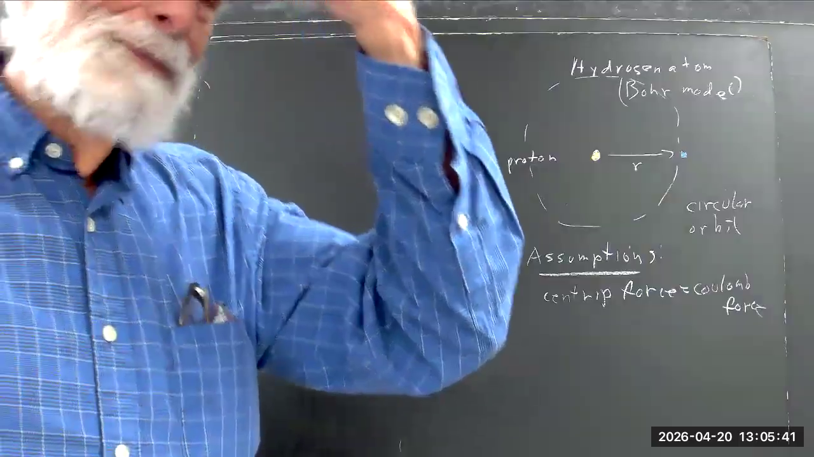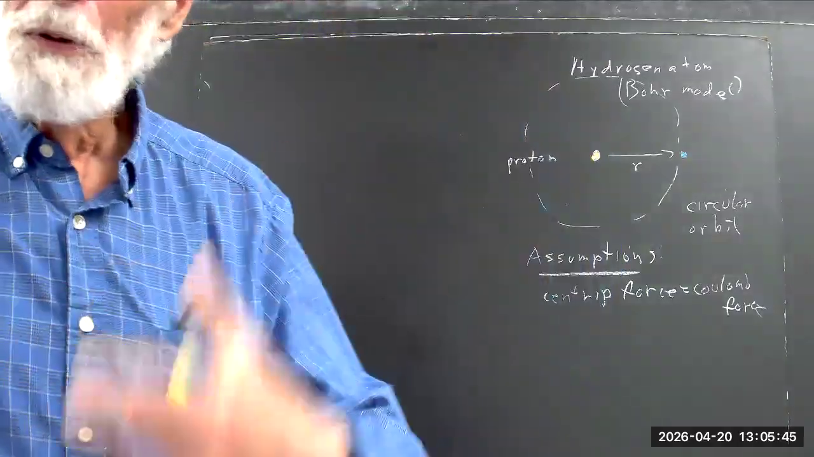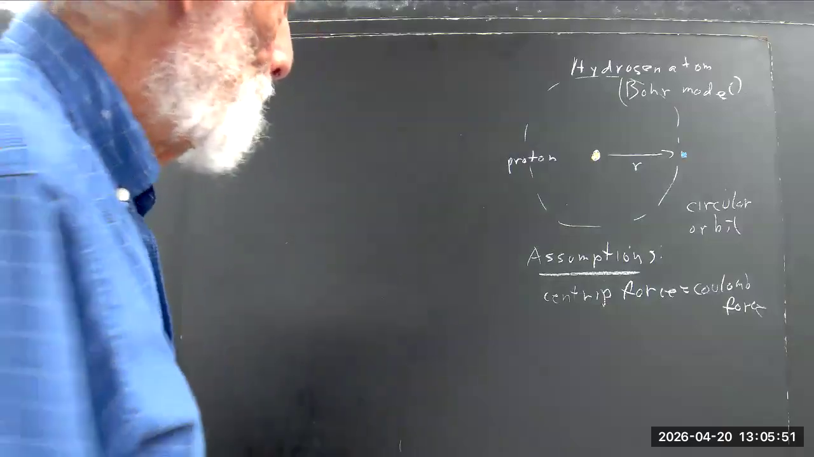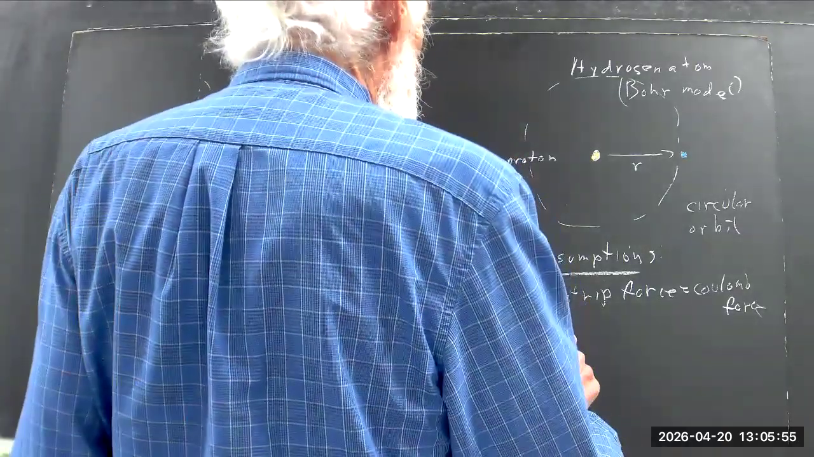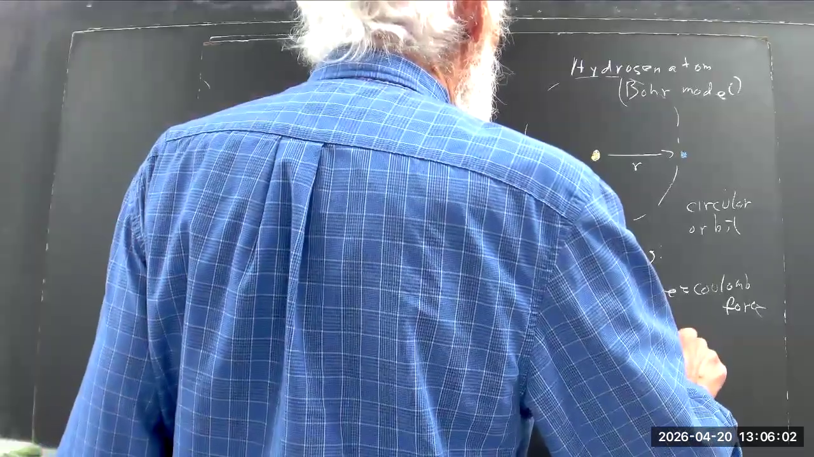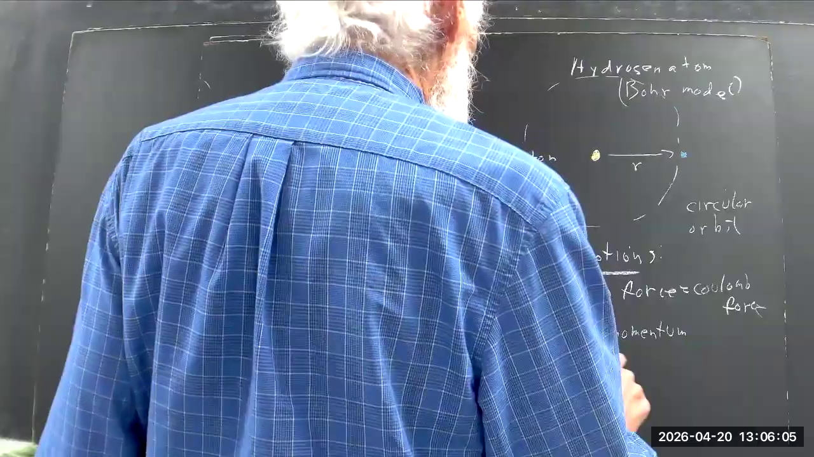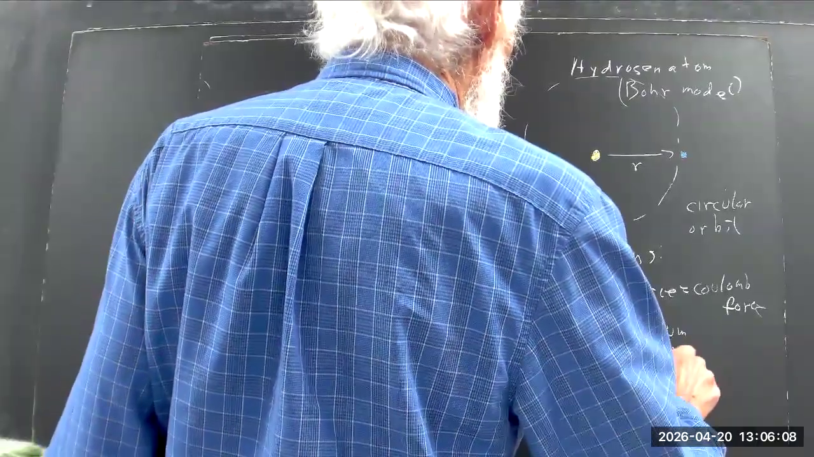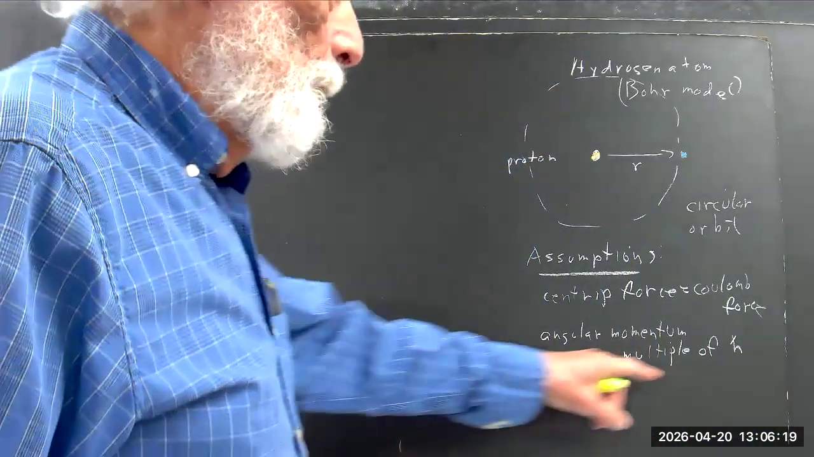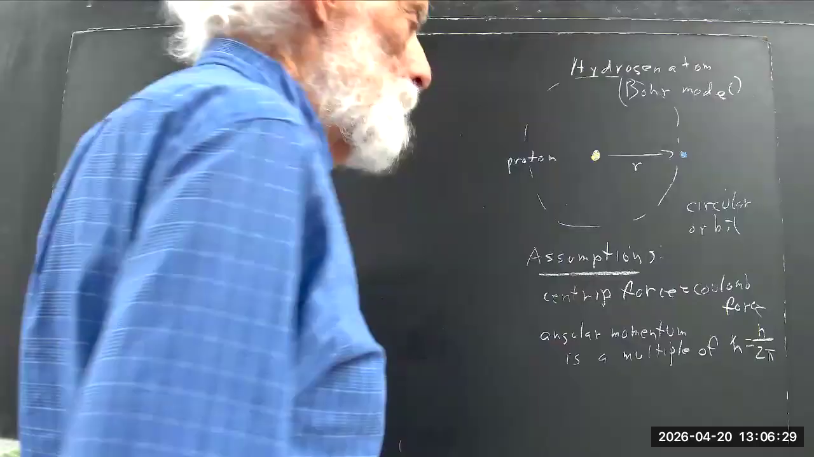If you just pull out the circuits that you used in orbital mechanics, it'll make perfect sense. Okay, the other assumption is that orbital momentum is a multiple of h bar, which is just Planck's constant divided by 2 pi.